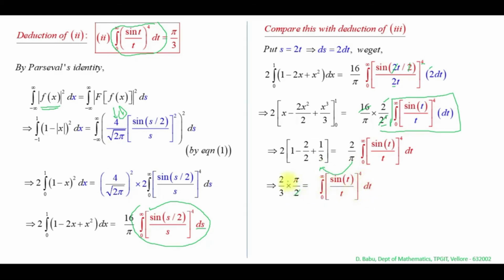So now 2 gets cancelled. So therefore the answer is pi by 3, which is what we required. This is pi by 3. So this proves 2. Hence the problem.